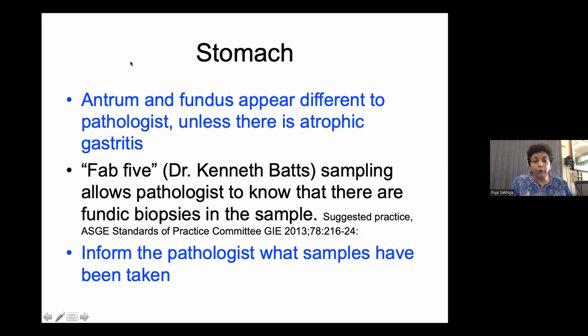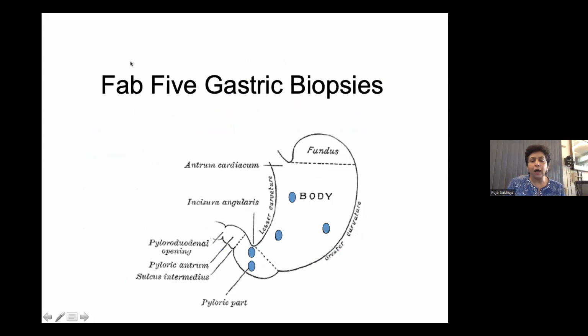So if you do not follow that protocol, then you must inform the pathologist where the biopsies have been taken from. So the Fab 5 biopsies are usually 2 from the body, from lesser and greater curvature, 1 each, 1 from the incisura angularis, and 2 from the pylorus, again 1 from lesser, 1 from greater curvature, from the antrum.